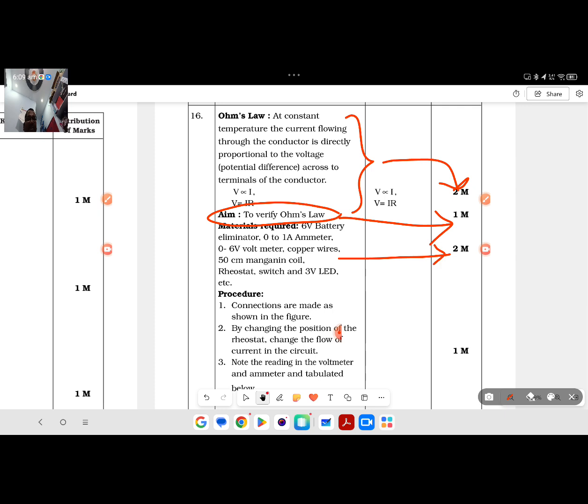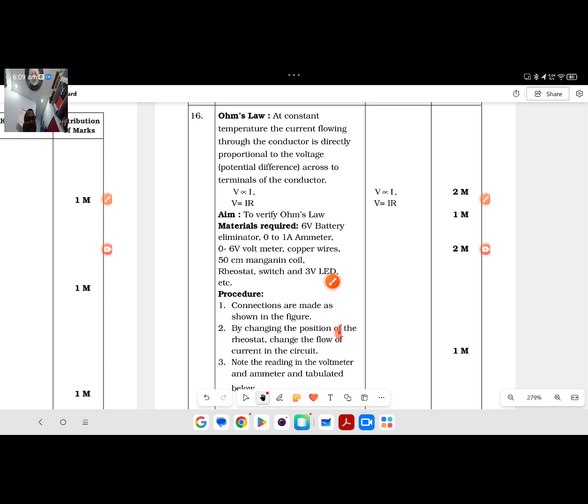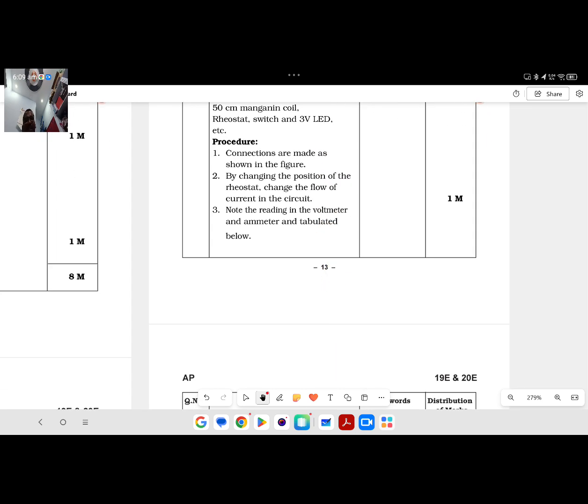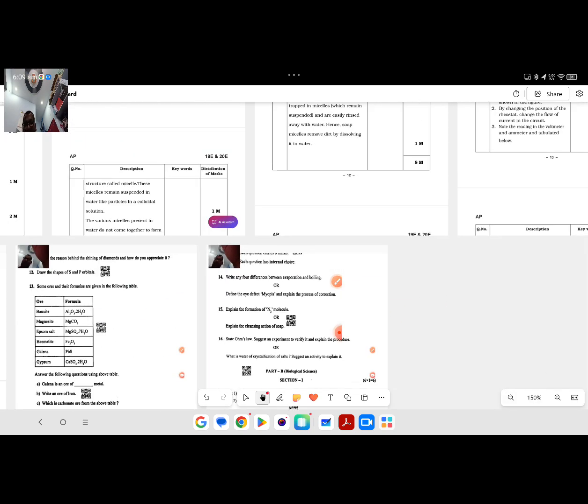Material required, 2 marks. Procedure, only 1 mark. Check it here, procedure has been given very few marks. If you make some mistake in the procedure also, don't worry. If you don't know the process also, don't worry. For any lab activity, if you don't know the process but you know the material required, diagram, aim, write that down and come out. Even if you don't know the procedure, leave it and write the remaining parts, because procedure is allotted very few marks. Okay, draw the related diagram, you'll get some marks at least.